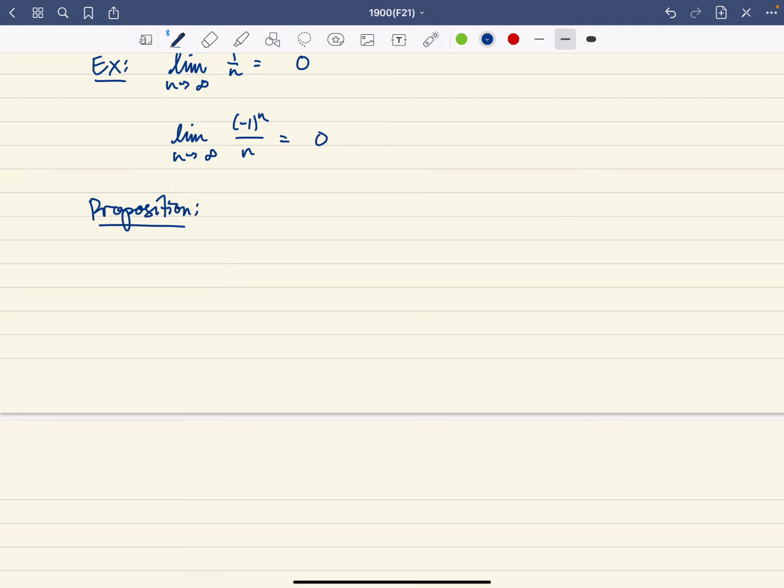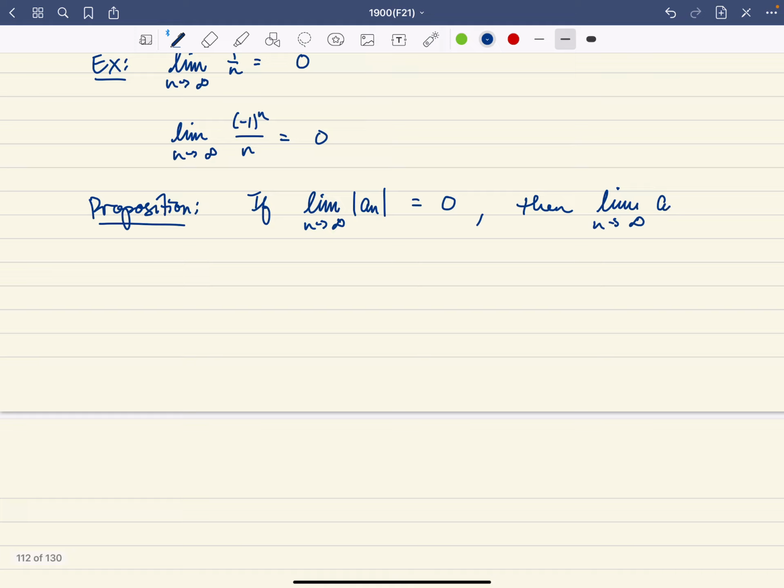And so if you have a sequence a sub n, and the absolute value of the sequence goes to 0, then that means that the sequence must go to 0, and vice versa. Of course, the other way should be pretty clear. If a sequence is going to 0, then taking absolute values just makes it go to the absolute value of 0.